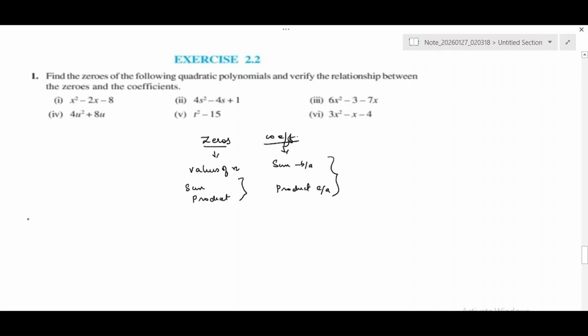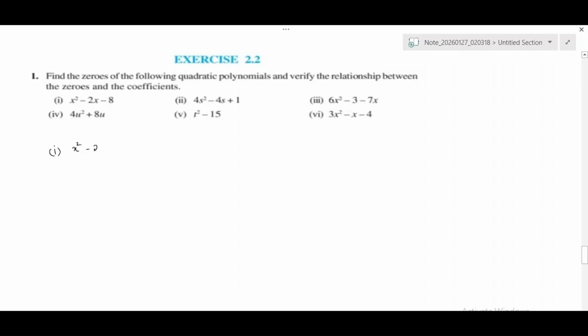Okay, so now we'll go to the sum. For sum, x squared minus 2x minus 8. So first point, we have to find the zeros. How will we find the zeros? So we'll take minus 8 and 2. So what are the factors? Factors are 2 fours are 8. When we multiply 2 into minus 4 is minus 8. Minus 4 plus 2 is minus 2.